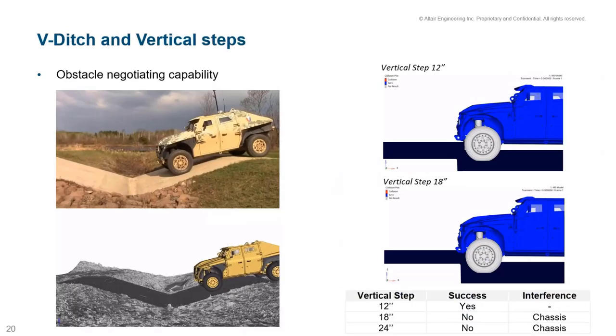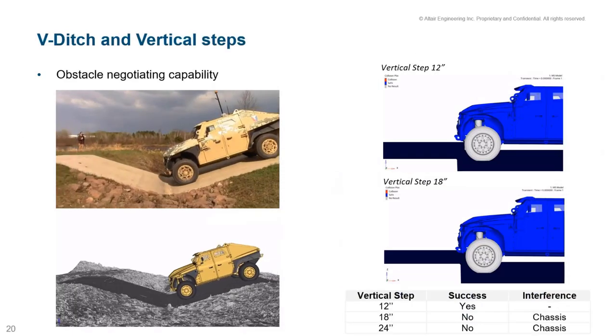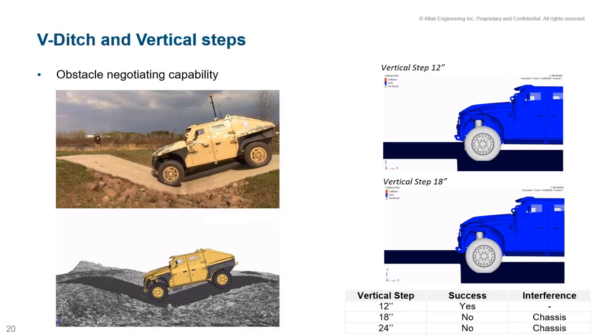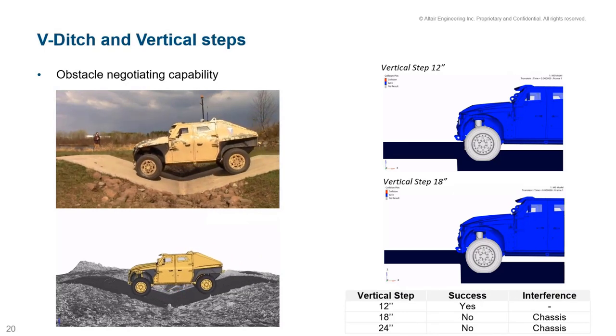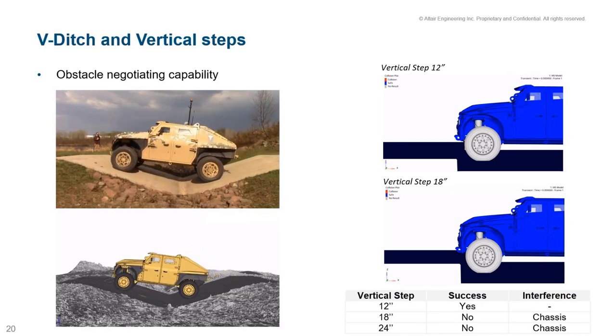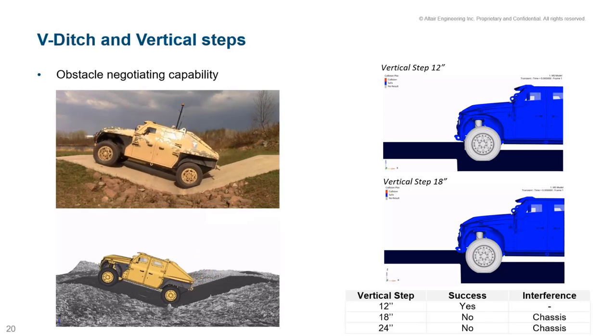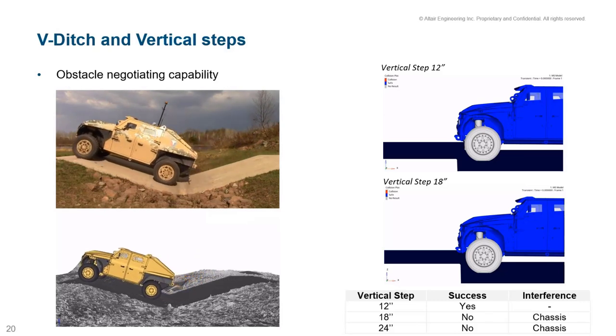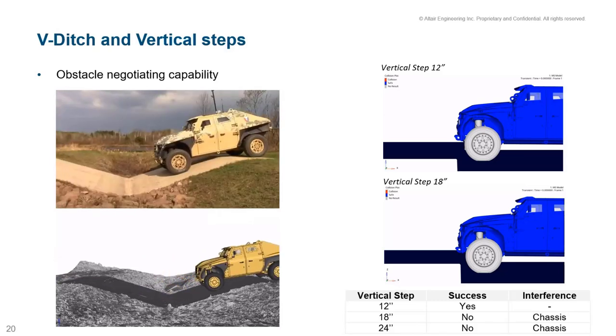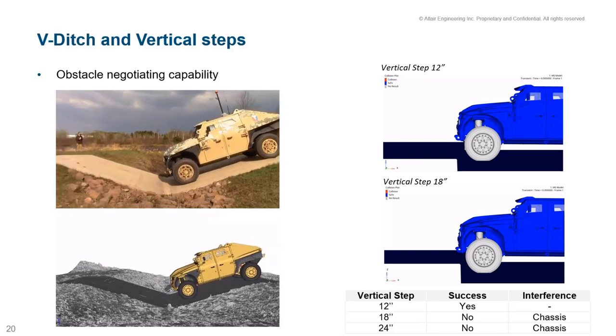The other events were performed to validate the negotiability of the vehicle. The first one was the V-ditch obstacle. The idea of these events is to validate if the vehicle body would hit the road. So the V-ditch was negotiated without it.